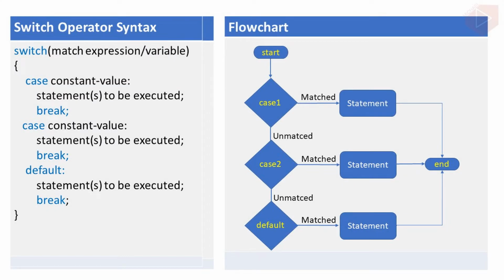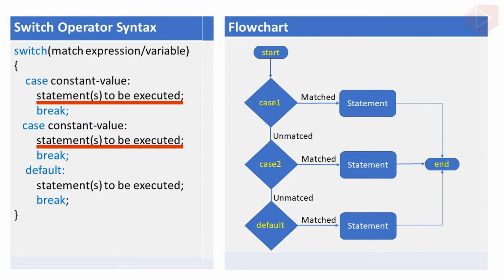This is the syntax and the flowchart of a switch statement. The switch statement starts with the switch keyword that contains a match expression, or a variable in the bracket. The result of this match expression, or a variable, will be tested against conditions specified as cases, inside the curly braces. A case must be specified with a unique constant value, and ends with a colon.